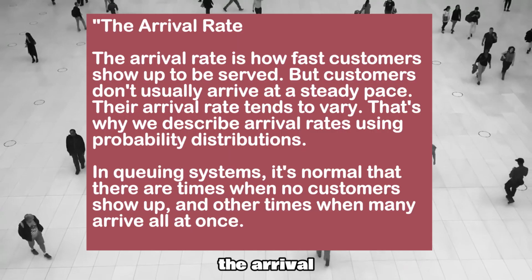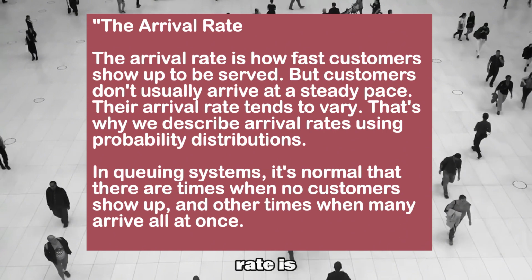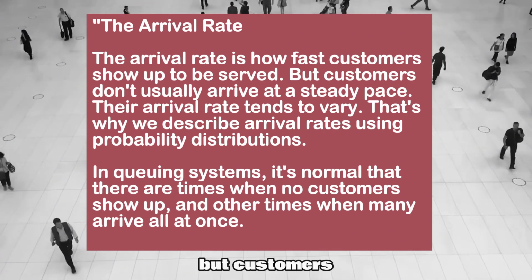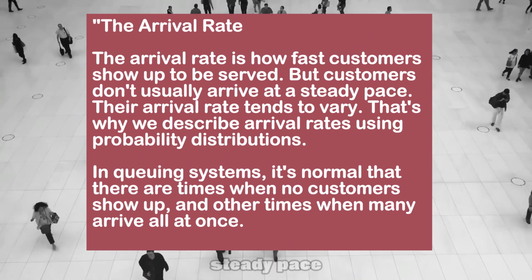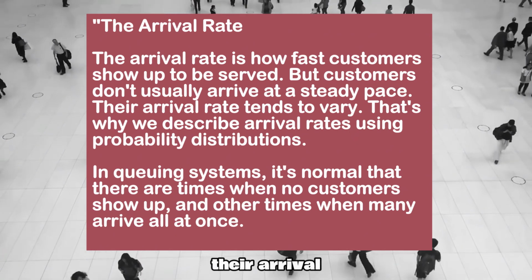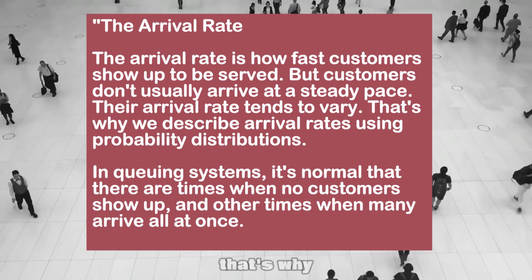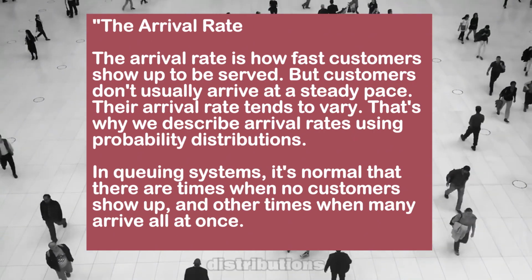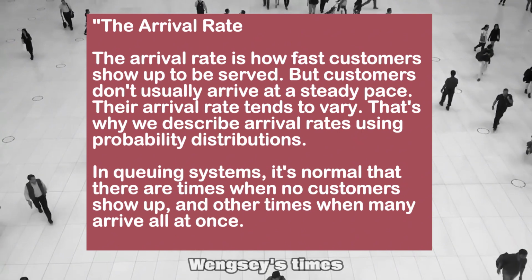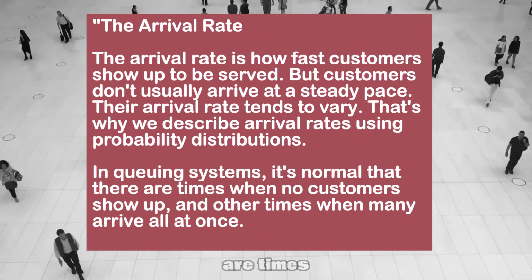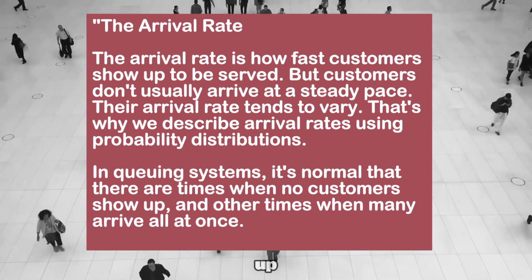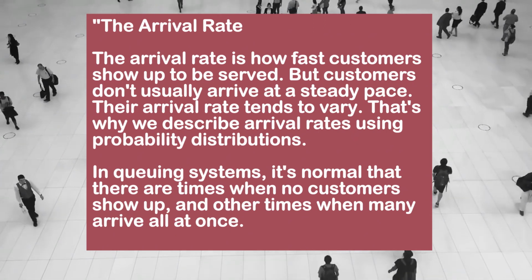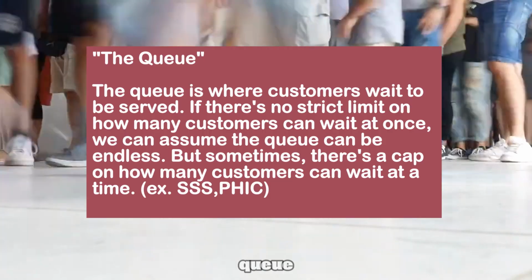Next is the arrival rate. The arrival rate is how fast customers show up to be served, but customers don't usually arrive at a steady pace. Their arrival rate tends to vary. That's why we describe arrival rates using probability distributions. In queuing systems, it's normal that there are times when no customers show up and other times when many arrive all at once.